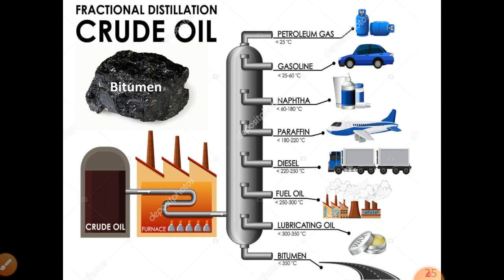In fractional distillation of crude oil, a furnace is shown and at different temperatures different products are generated. From top: petroleum gas, gasoline, naphtha, paraffin, diesel, fuel oil, lubricating oil and bitumen.